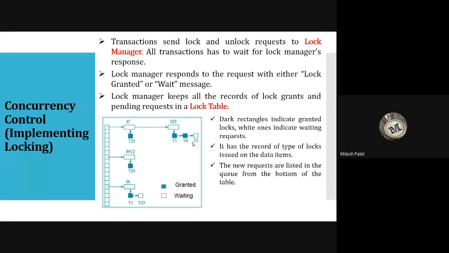New requests are listed in the queue from the bottom of the table. As you know the queue concept very well, a new request will be listed in the queue at the last. If a transaction releases a lock, it will check which transaction can be provided with that lock.